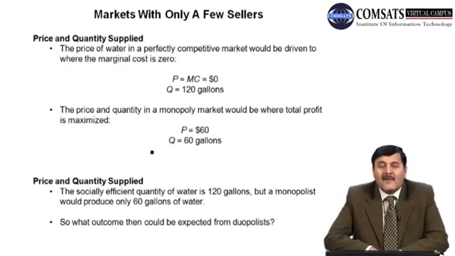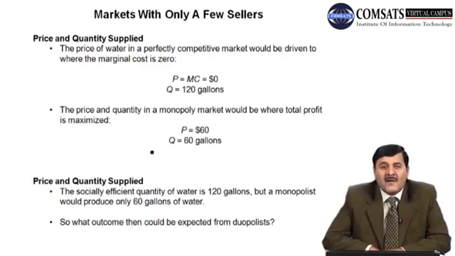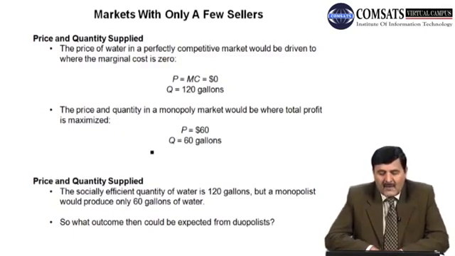Now, when we talk about price and quantity supplied, we'll talk about the socially efficient quantity of water, which is 120 gallons. But a monopolistic firm would produce only 60 gallons of water, because while producing 60 gallons, it is charging $60 per gallon. The price and the revenue or the profit of the monopolistic firm is maximum when the quantity is 60 gallons. So what outcome could be expected from the duopolists, right?